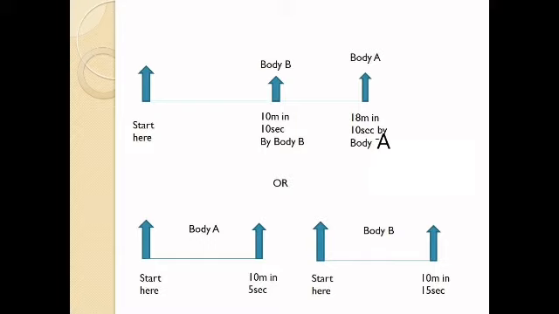Similarly in the second example also you can see that body A covers 10 meter in 5 seconds and body B covers 10 meter in 15 seconds. In this case both the examples are having the same distance but different time. The one which is taking more time is slower than the one who is taking the less time. So now you can get which one is faster and which one is slower here.